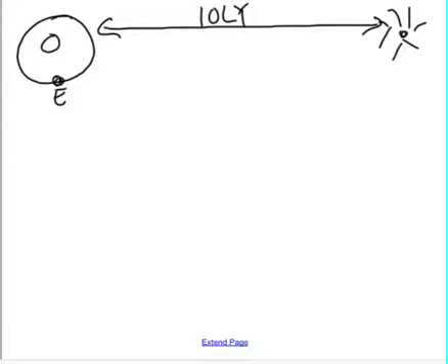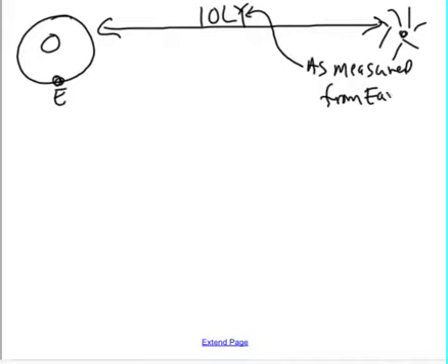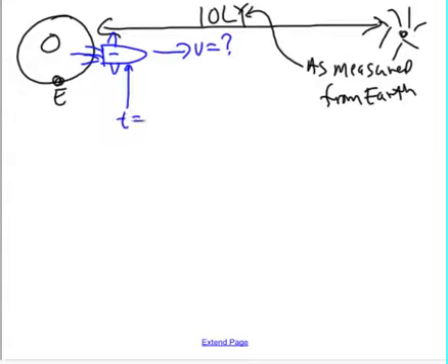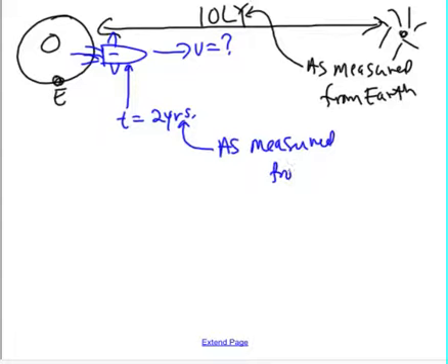That is as measured in the Earth's frame of reference. So here, this is as measured from Earth. And then we're going to have a spaceship, and the spaceship is going to travel to the distant star at some unknown speed, and the crew will measure a time of 2 years. So that will be as measured from the ship.